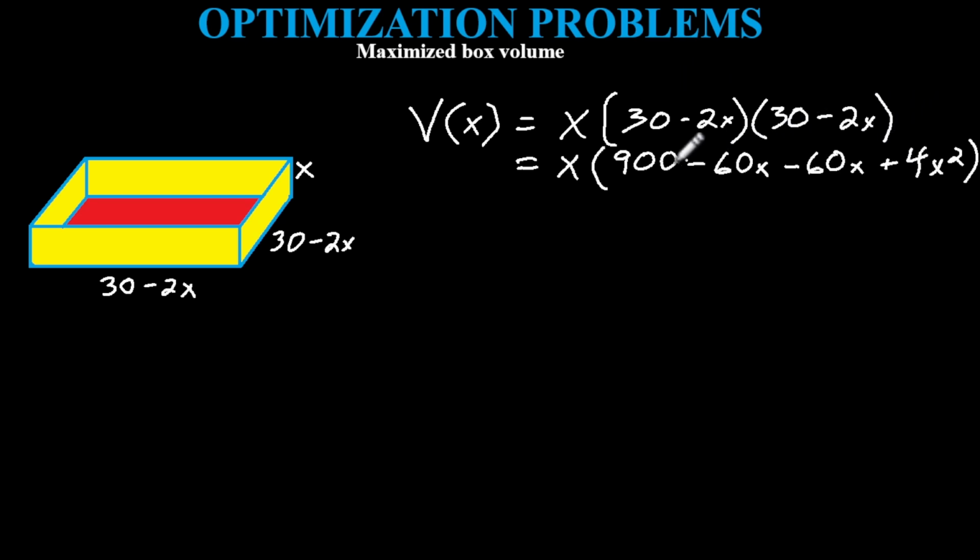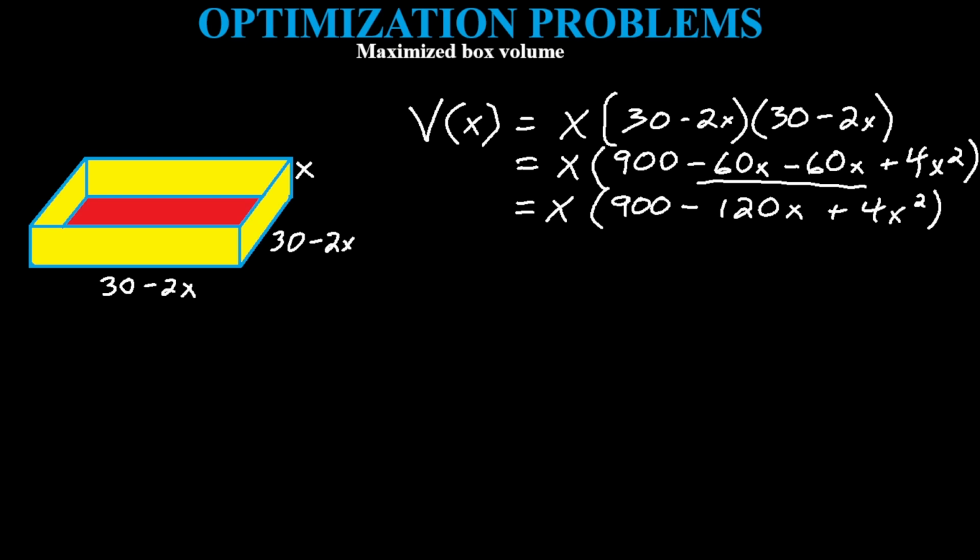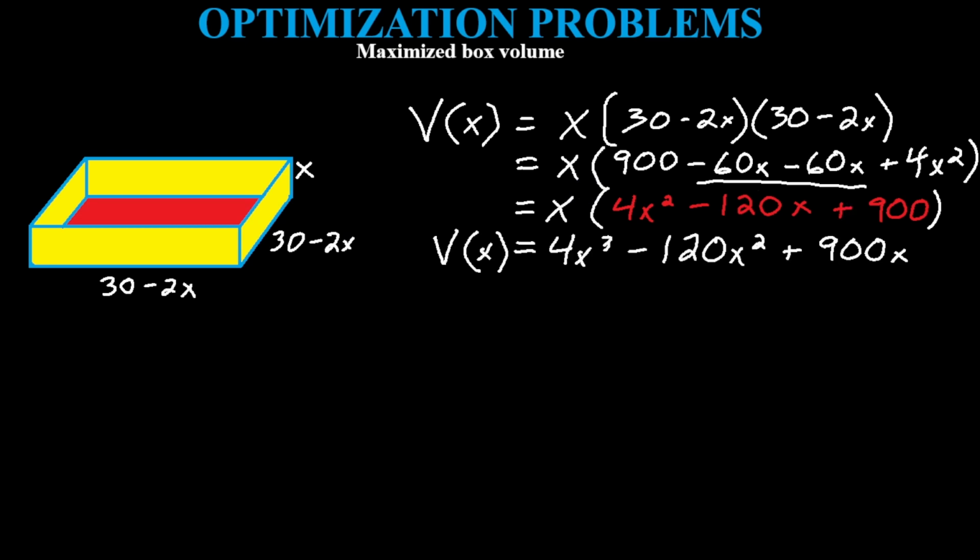Using FOIL, I've distributed and gotten this. I'm just going to combine like terms here, and then I'll reorder inside the parentheses. And finally, I'll distribute this x to each term inside. So finally, we have an equation which is the volume as a function of x.